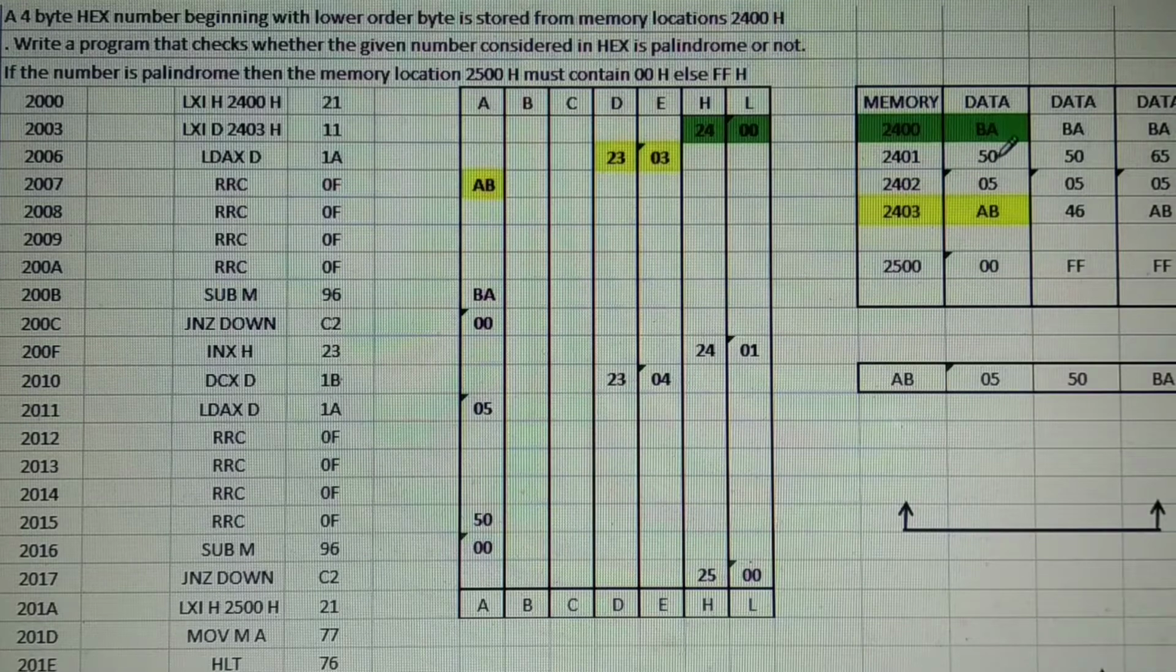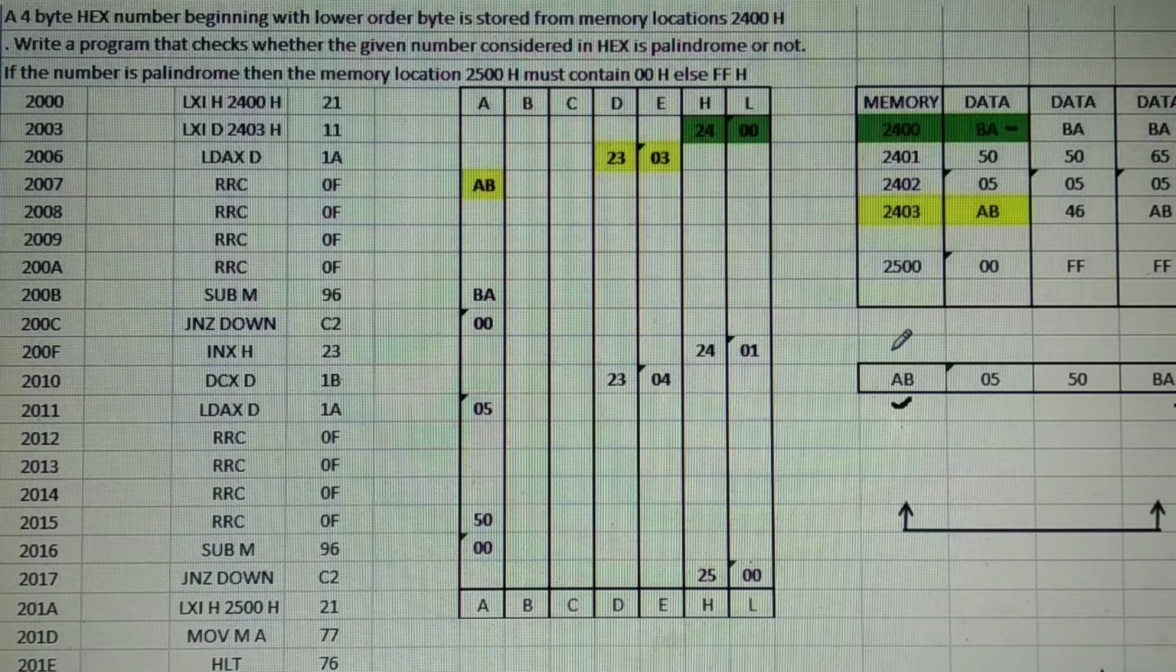For example, here the number begins with lower order, that means here you will come BA, it is at lower order, and at the memory location 2403, whatever number is there is at the high order. BA low order and AB high order.